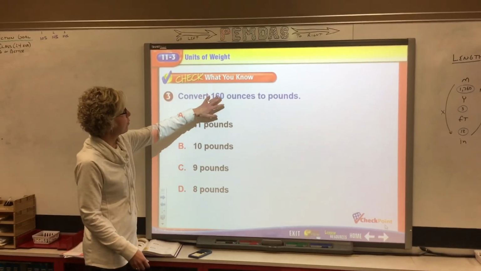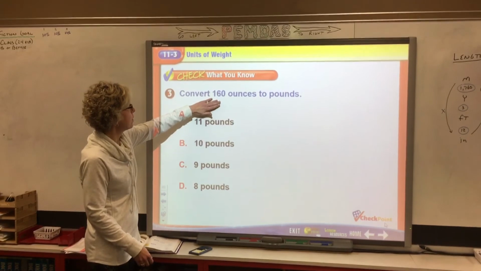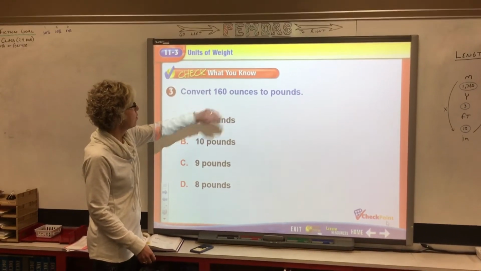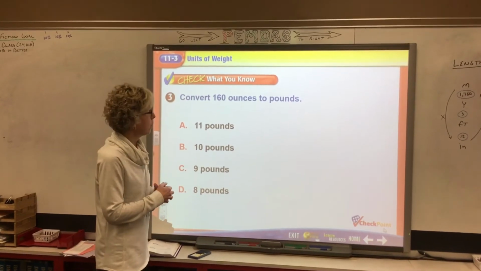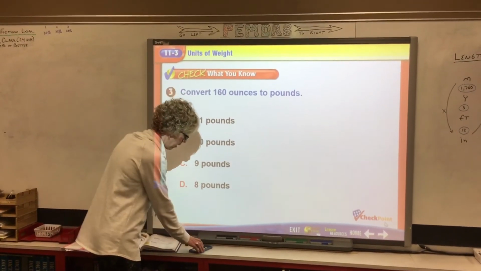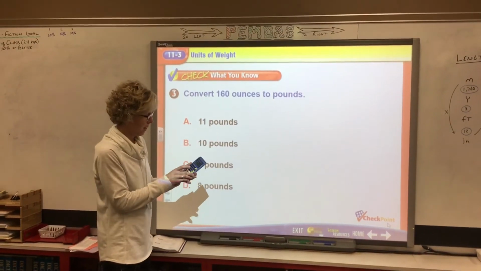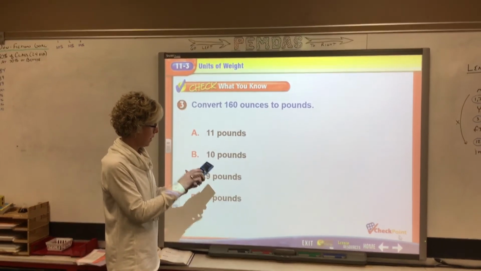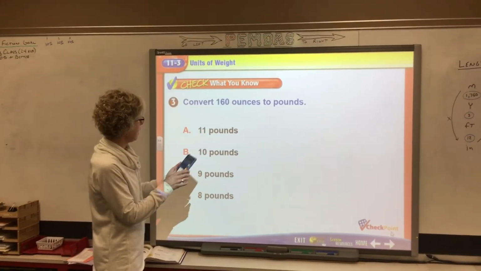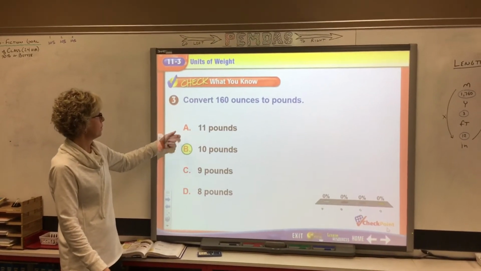Here, again, we're going from a smaller unit of measure to a larger unit of measure, so we know we're going to divide. We've got 160 ounces, and we're going to convert that to pounds. We know there are 16 ounces in a pound, so this one is kind of nice because we can do that mentally. But if you wanted to, put in 160 divided by 16, and that equals 10. Okay, so there you go.